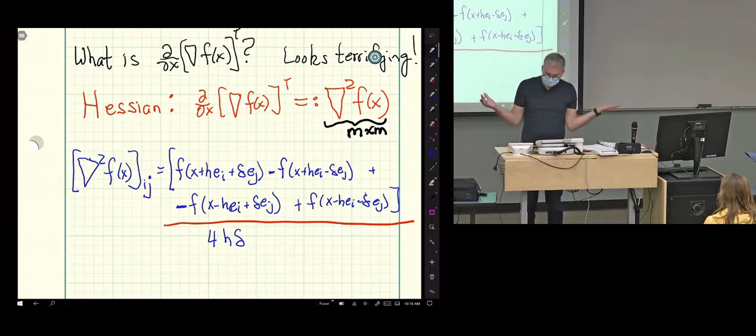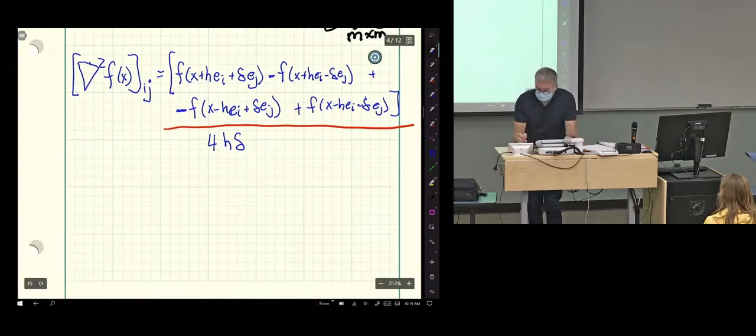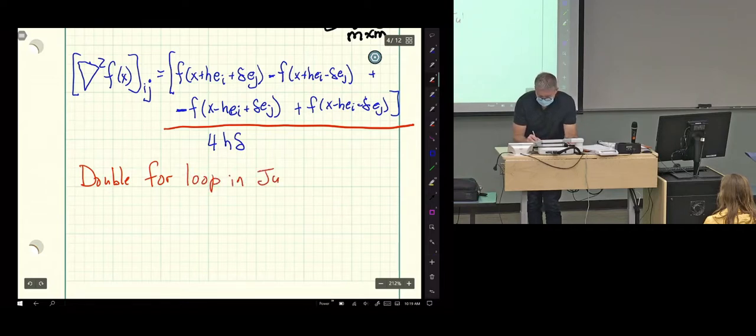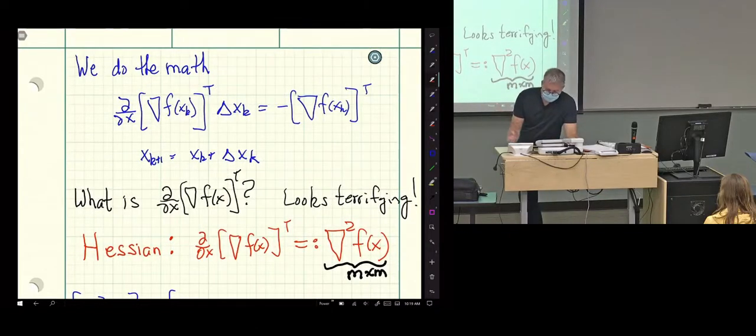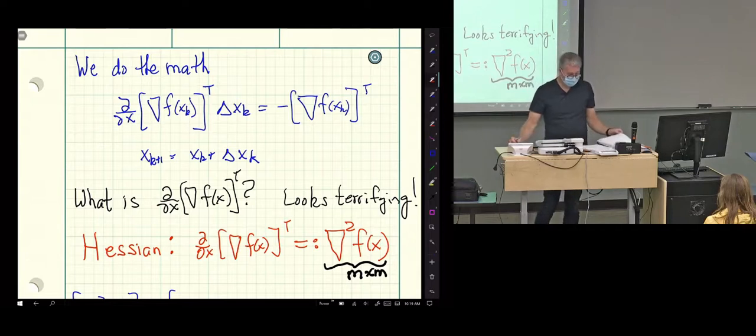It's a symmetric difference, but you're doing a symmetric difference onto a symmetric difference. You just need to grind it out yourself for this to make sense, okay? Write down the first derivative in terms of symmetric differences, then write down the derivative of the derivative just using the definition, and these terms pop out. So that's what it is, and it's a double for loop in Julia. And there's your algorithm, and it performs really, really well.